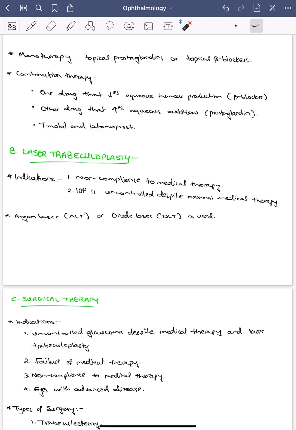The second is laser trabeculoplasty. Now it is indicated when there is non-compliance to medical therapy or when the intraocular pressure is uncontrolled despite maximal medical therapy. Now the laser trabeculoplasty is where you use a laser to make holes in the trabecular meshwork. Now the usually used lasers are the argon laser and the diode laser. So this is the laser trabeculoplasty.